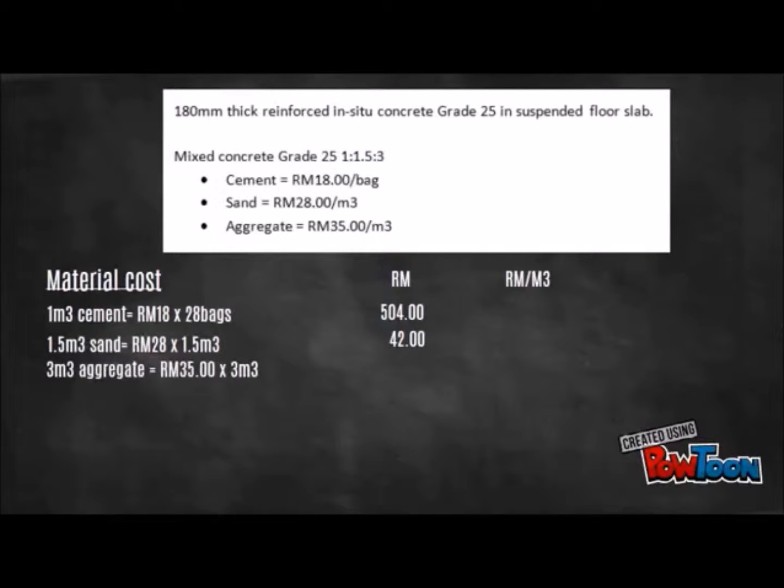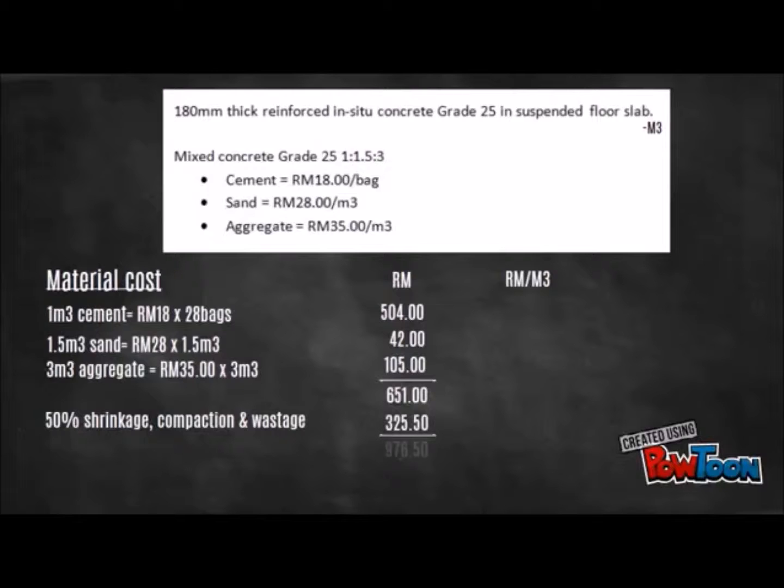Following by calculating the price of 3 meter cube aggregate. Total up the answers to get the sum. We have to allow 50% for shrinkage, compaction and wastage for material from the sum above and get the total again. This is the cost of 5.5 meter cube concrete, so we have to divide the sum by 5.5 to get the cost per meter cube.